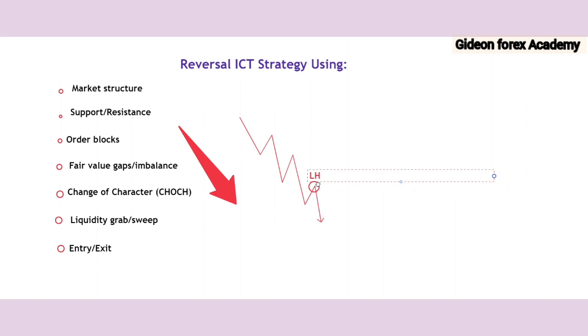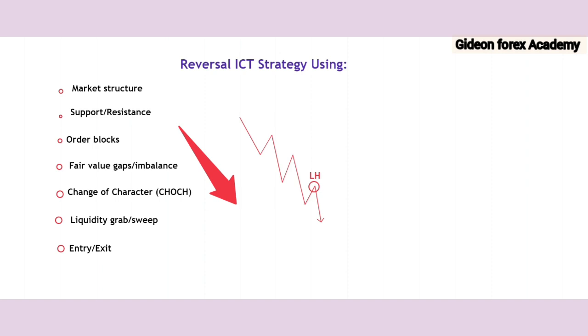So the next thing after we have determined the market structure is bearish, that means going down, we're looking for our reversal area to go bullish. We're looking to buy in this downtrend. We're looking to buy, but we buy at support. As you know, you buy at support and sell at resistance.